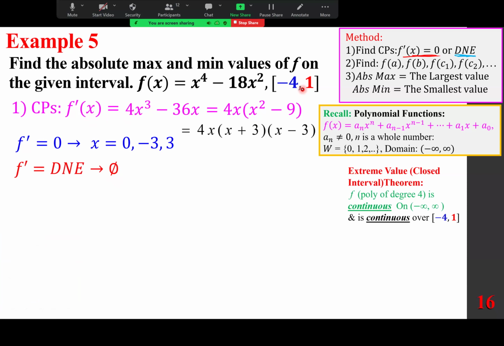Let's check with the given interval. Is 0 in between? Yes. Is -3 in between? Yes. Is +3 in between? No, +3 is larger than 1. So we can only use -3 and 0, which means we are going to go to this original function. We're going to evaluate it at these two endpoints and these two critical points.